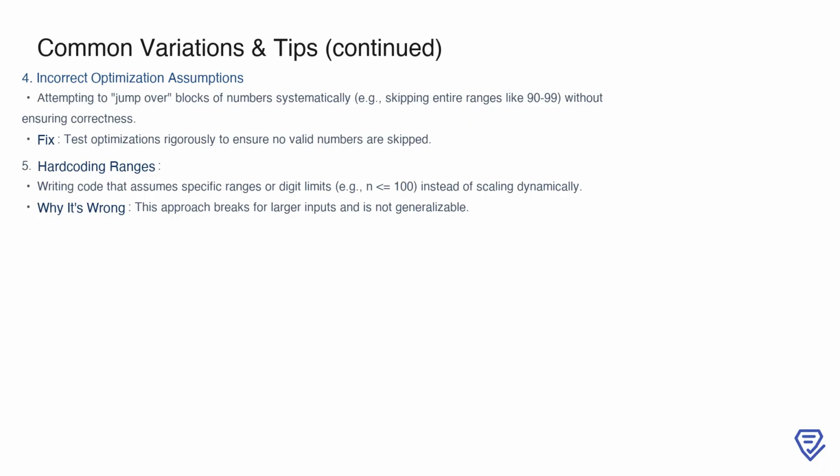Another pitfall is hard-coding specific ranges or digit limits, such as assuming n will always be less than 100. While this might work for small test cases, it fails for larger inputs and makes the solution inflexible. A robust solution should dynamically scale and adapt to the constraints provided.